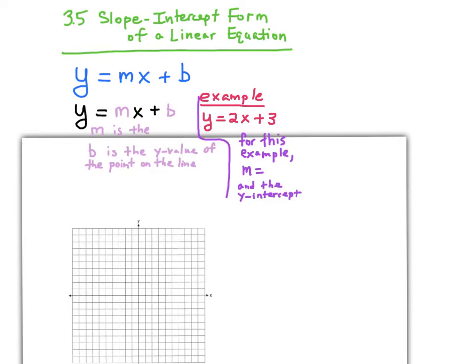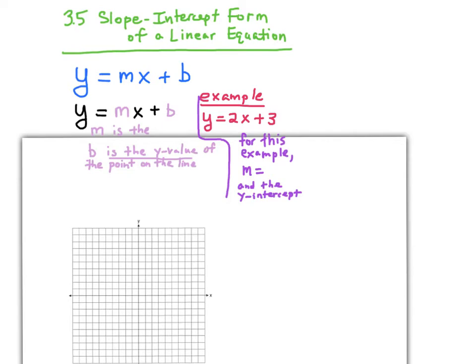So what you'll notice with slope-intercept is, when you have an equation in this form, and here's an example, y equals 2x plus 3, the number that comes before the x is the slope, and the standalone number, or the constant, a lot of people call it the y-intercept, but more specifically, the b is the y value of the point.